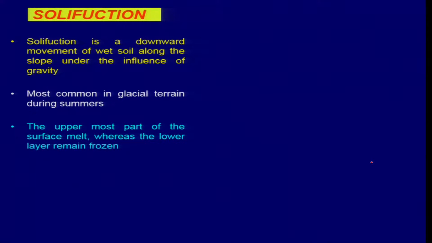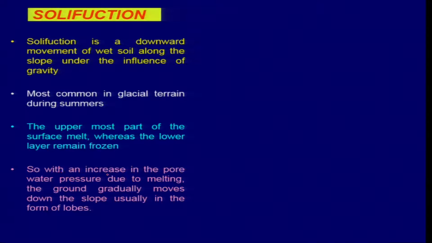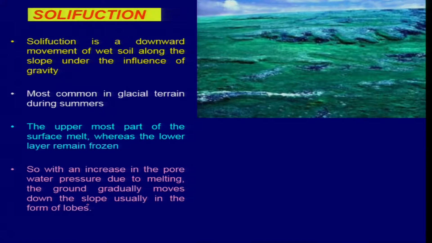Solifluction will mainly be seen in higher altitude areas. Solifluction is a downward movement of wet soil along the slope under the influence of gravity, and most commonly in glacial terrains during summer. This happens because the uppermost part will melt, whereas the lower part remains frozen, and that will result in an increase in pore water pressure due to melting and gradual slip of the ground which is melted, on the top, and mostly it moves in the form of lobes.